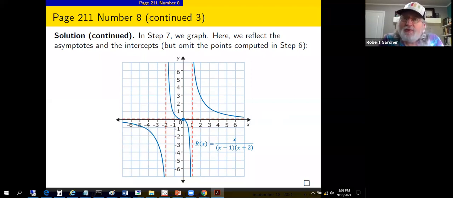I bet you that's what the graph looks a lot like. Here's some things we can't, with our current knowledge, eliminate. Okay, I know this doesn't go down and cross the axis because the sign test would have told us, the x-intercepts would have told us.